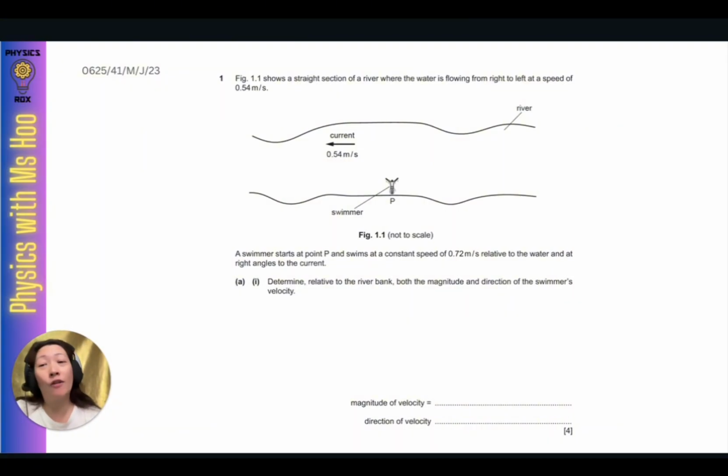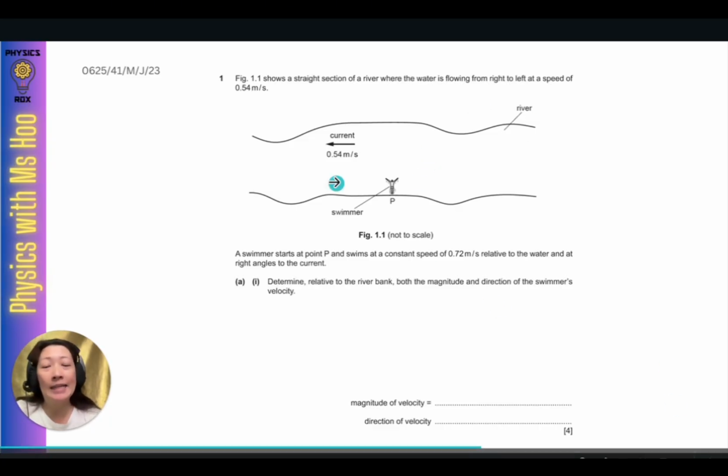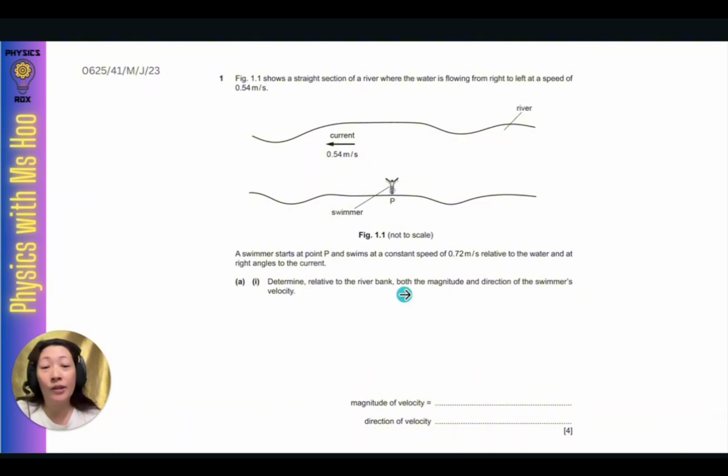This is an extract from the summer 2023 paper variant 1. As you can see, this is a velocity question, and you need to determine the magnitude and direction of the swimmer's velocity, given that the swimmer is trying to swim straight across, but there's a current that's pushing the swimmer to the left. So to solve this, you can either draw the answer out or calculate it using the triangle method or the rectangle method.